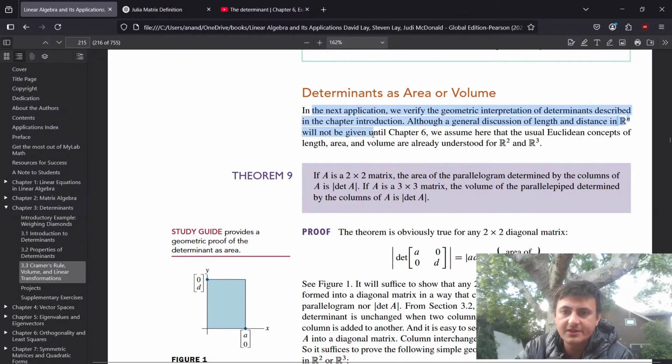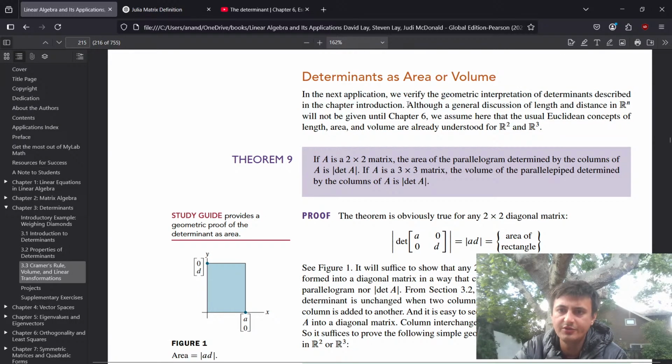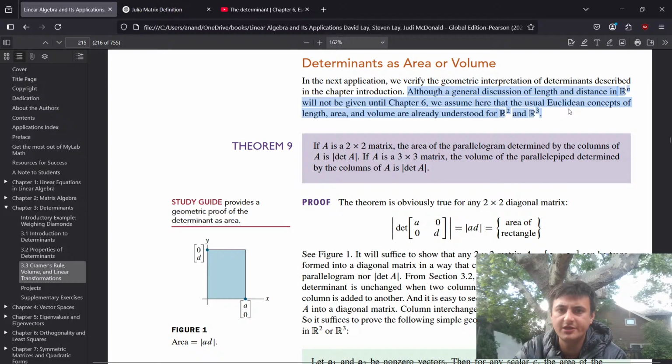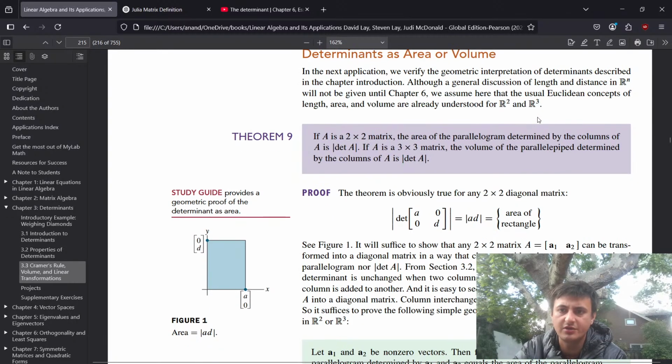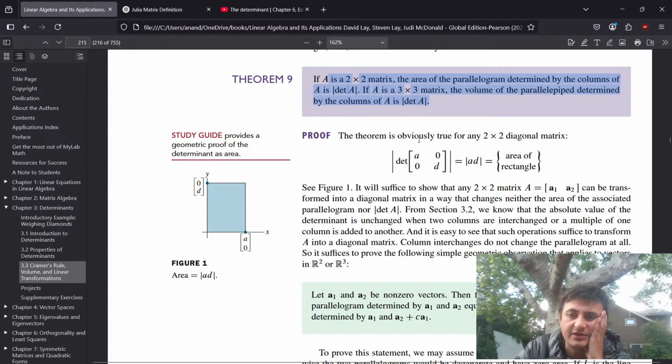Okay. In the next application, we verify the geometric interpretation of determinants described in the chapter introduction. Although a general discussion of length and distance in Rn will not be given until chapter 6, we assume here the usual Euclidean concepts of length, area, and volume are already understood for R2 and R3. If A is a 2 by 2 matrix, the area of the parallelogram determined by the columns of A is the absolute value of det A. If A is a 3 by 3, it's the volume of the parallelepiped determined by the columns of A. Is the absolute value. Okay.